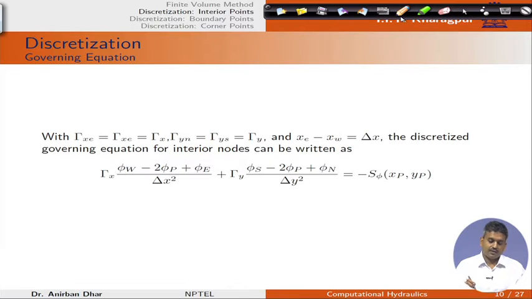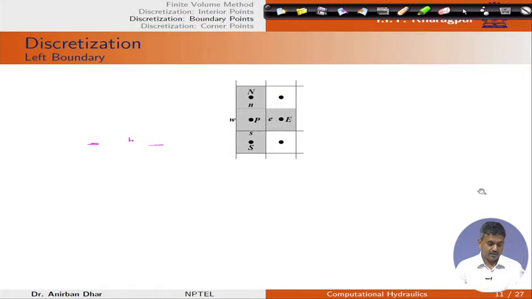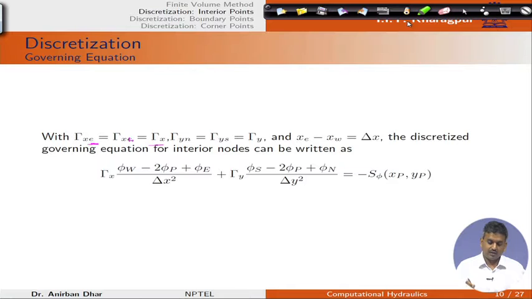With consideration that east phase value, west phase value, this is gamma x, and y n, y s, these equal to gamma y, and x e minus x w, this is del x. We can approximate this, and we can write our governing equation simply.